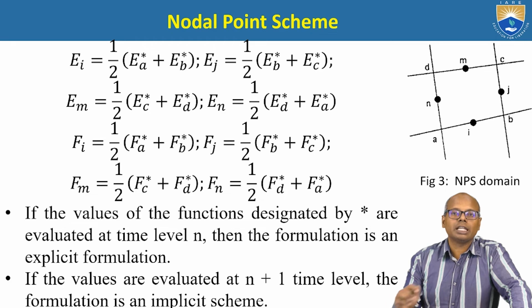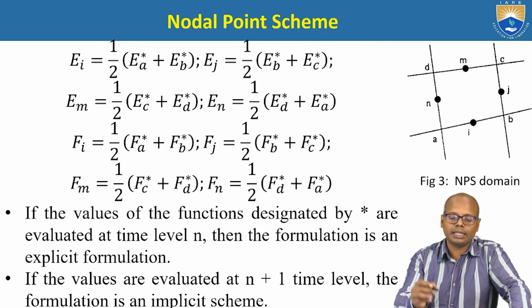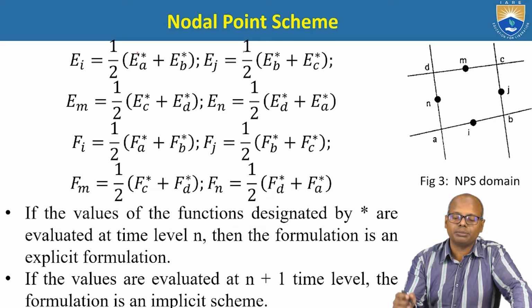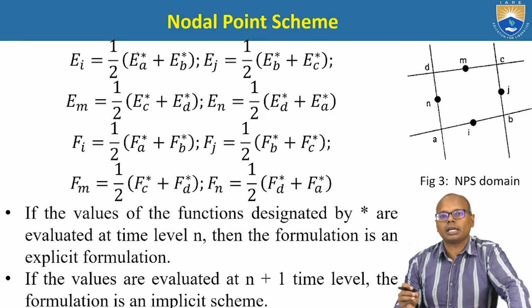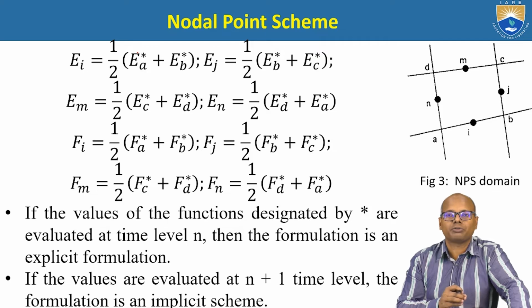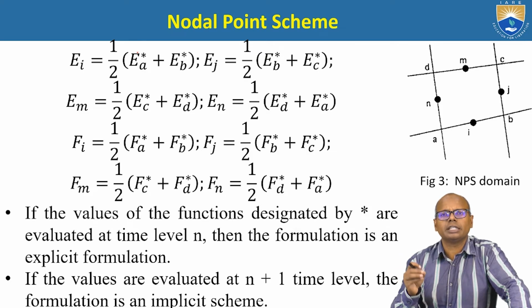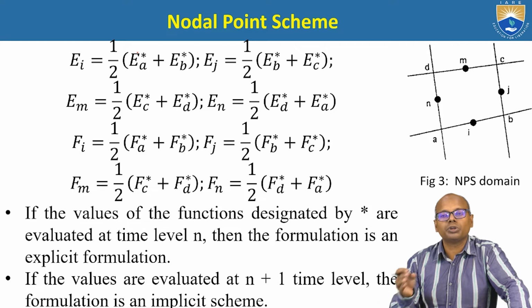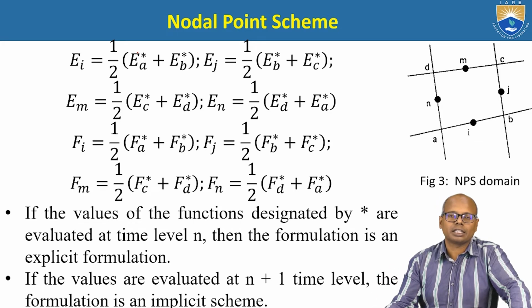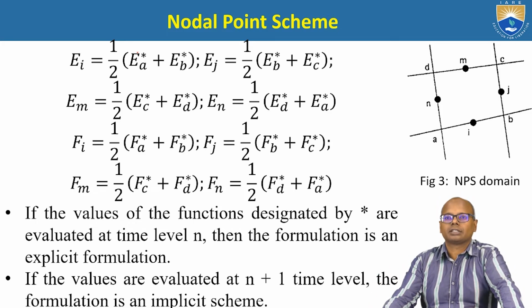Now when I take the values of EA, EB, EC, ED at time interval n, it is called an explicit formulation. And if I take these EA, EB, EC, ED, FA, FB, FC, FD values at time interval n plus 1, which I don't know, it can be classified as an implicit scheme.